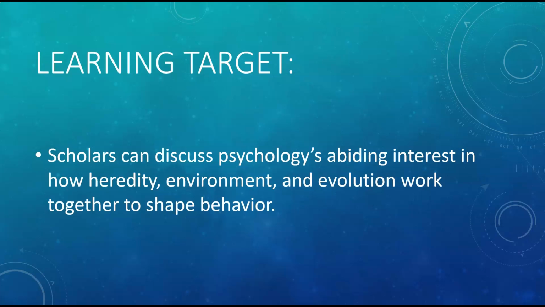So, according to the College Board, by the end of this lecture, you should be able to discuss psychology's abiding interest in how heredity, the environment, and evolution work together to shape behavior. To do this, we'll start by defining our terms, and then we'll talk about how they work together, and end with a quick talk about how psychologists are able to pull apart these tightly woven threads. And it's worth noting that we'll revisit that idea of how psychologists do that in further lectures in the course, just not this one.